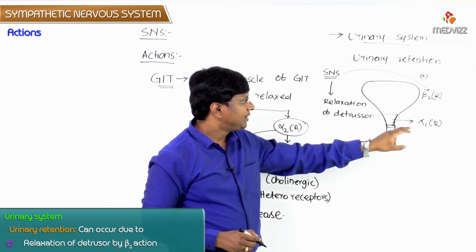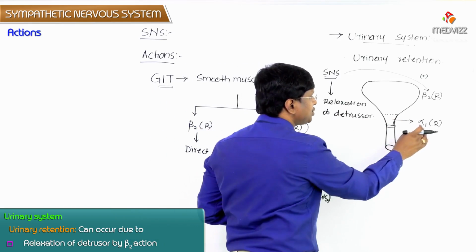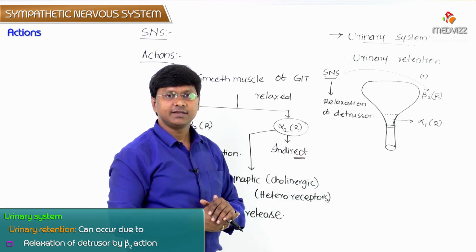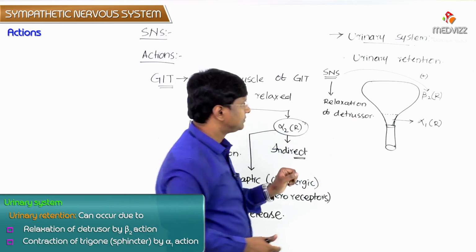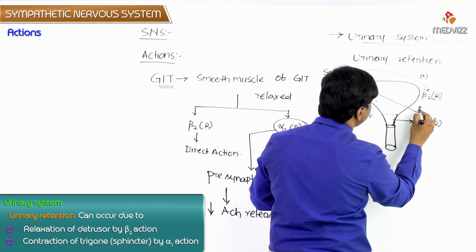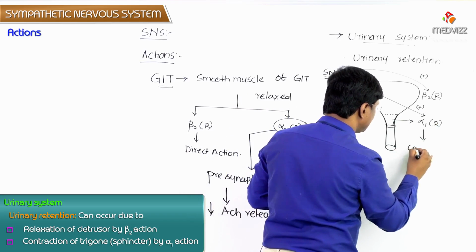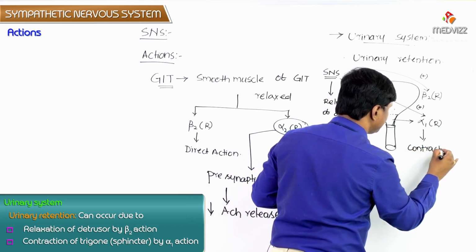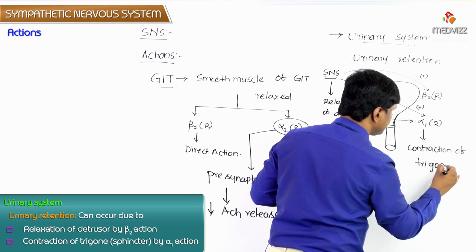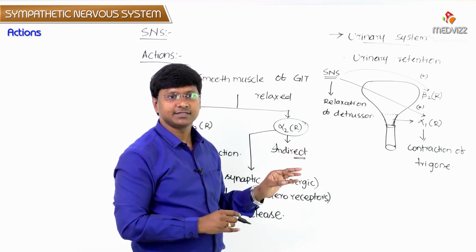Next, what will it do by acting on the alpha 1 receptors? By stimulating the alpha 1 receptors, there will be contraction of the trigone. So the sympathetic nervous system, by stimulating the alpha 1 receptors, causes contraction of the trigone of the bladder.